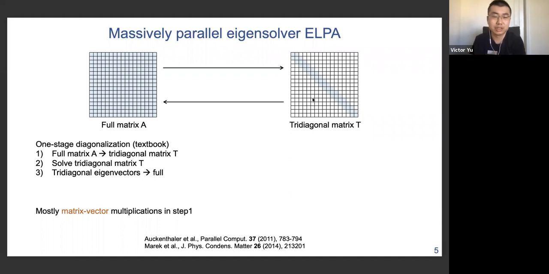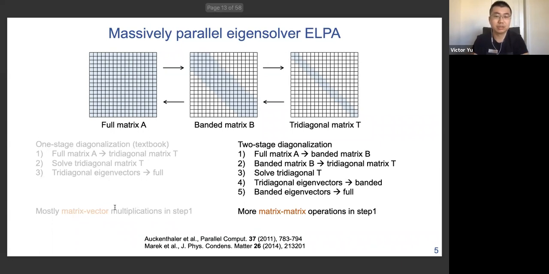And then it uses a tridiagonal solver to solve this problem, and then converts the solutions back to the full matrix. This algorithm is widely used, and it's reasonably efficient, but it has a problem, which is that in the first step, it has many matrix-vector multiplication operations. And as Vela already mentioned, on today's computers, matrix multiplications are going to be more efficient than matrix-vector multiplications.